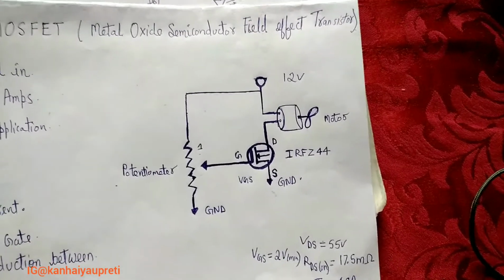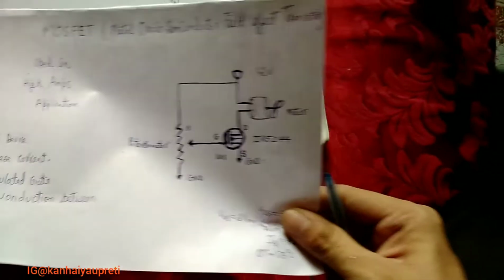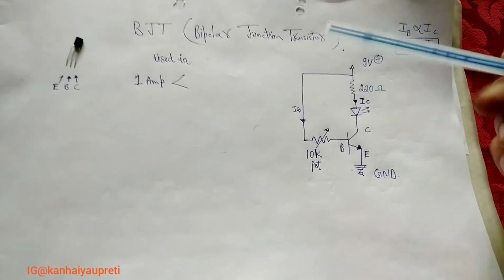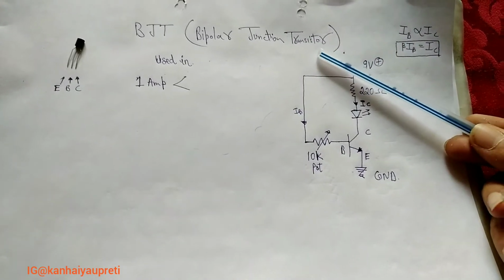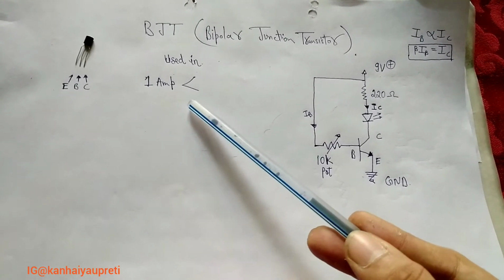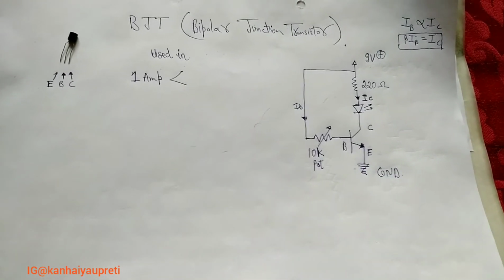But before moving to this circuit, we need to learn a little bit about BJTs. So the BJT stands for Bipolar Junction Transistor. It is also a three-terminal device. It is used in lower amp applications, usually less than 1 amp.